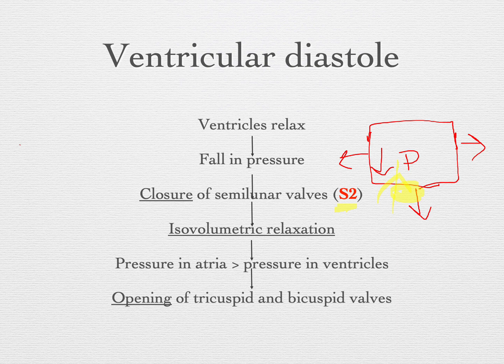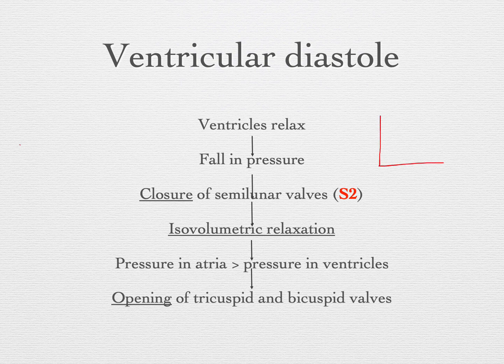Now, with the closure of the semilunar valves, the ventricles are again transformed into a closed chamber, and the relaxation occurs with no change in volume. So again, there is a transformation into a closed chamber with relaxation and no change in volume, which leads to something known as isovolumetric relaxation.